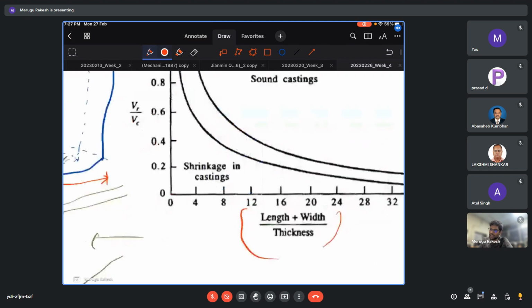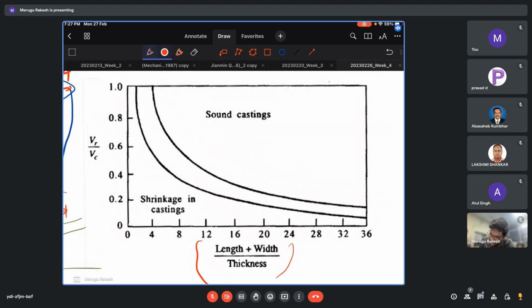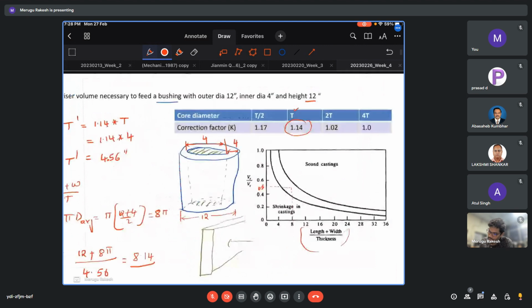So we got the shape factor. Now we have to go to this diagram. We have to see 8.14 somewhere here. Corresponding to that value, we have two curves. We have to take the middle curve, the middle one in between. So we will be around 0.5. Okay, so we got VR, the volume of the riser by volume of casting, is 0.5. That is nothing but 50%. So volume of the riser is 0.5 into the volume of this thing.